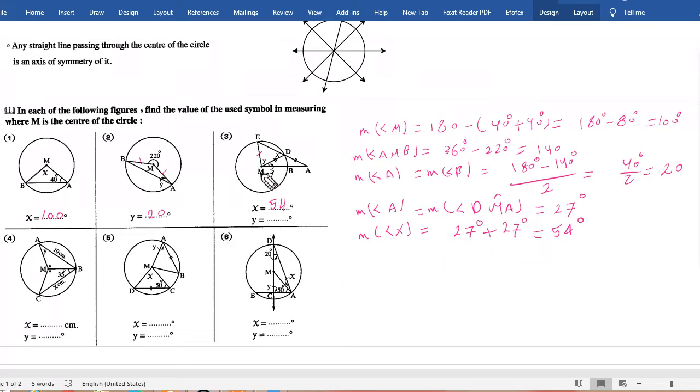Find the value of Y. The triangle MDE is isosceles, so the base angles are equal. The measure of angle MDE equals the measure of angle MED. What is the measure of angle MDE? It equals 54. Then the measure of angle E equals 54. What is the sum of the interior angles of a triangle? It equals 180. So the measure of angle Y equals 180 degrees minus 54 degrees plus 54 degrees.